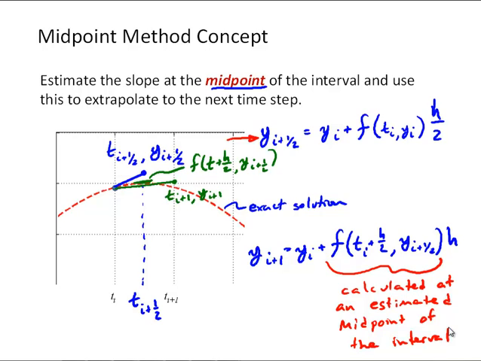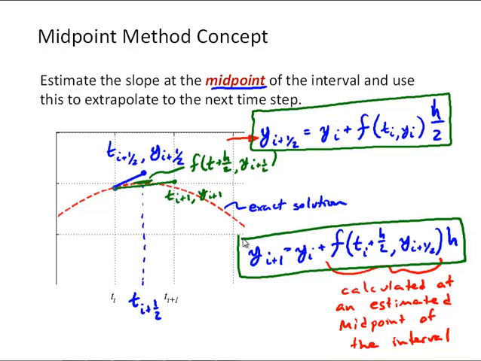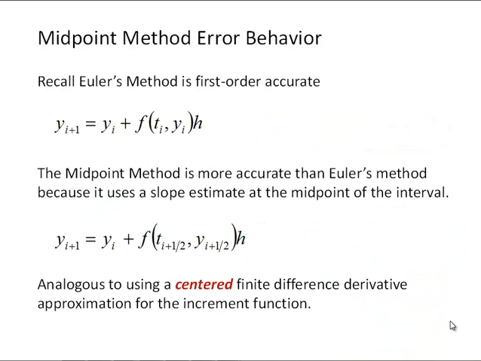So these two equations together give us the algorithm for the midpoint method. So let's look at the truncation error behavior of the midpoint method.